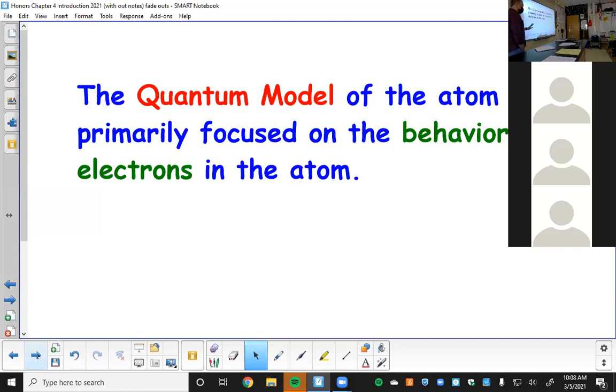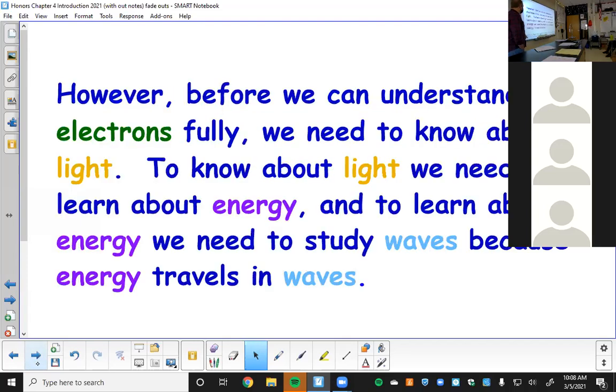On this next slide, I'm not going to have you write it down. I'm just going to read it, and then I'll give you a shorter, quicker, easier way to write this. However, before we can understand electrons fully, we need to know about light. And to know about light, we need to learn about energy. And to learn about energy, we need to study waves, because energy travels in the form of waves.